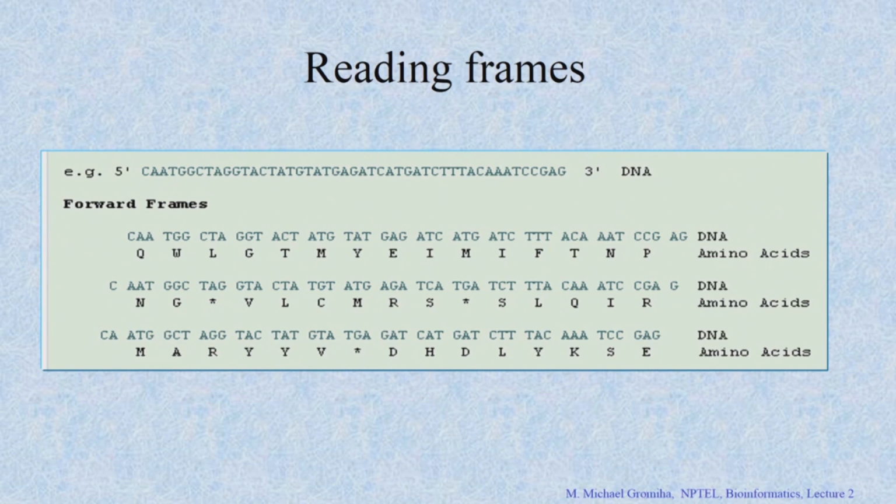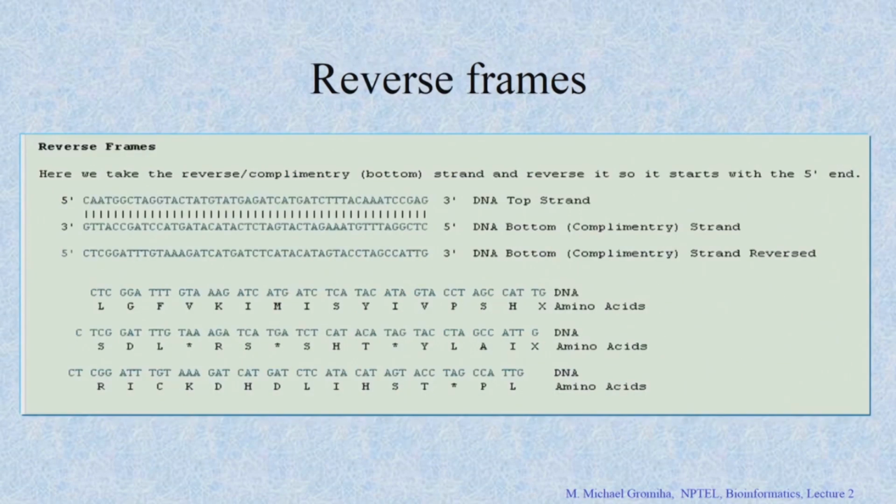If this is put as TGG, it will start from here. You do not have this amino acid, but you start from the same sequence. So, in this case we will get 3 different reading frames. Likewise, in the reverse frame. So, how to get the reverse frame?